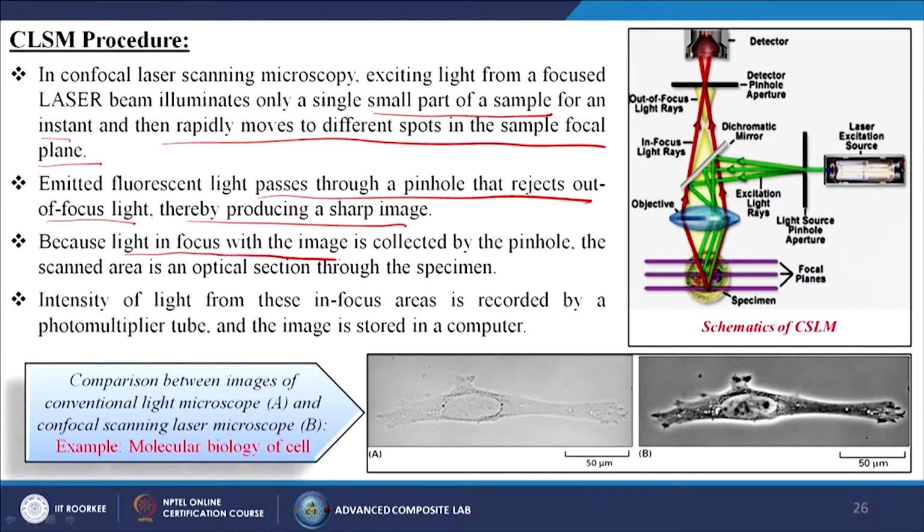Because light in focus with the image is collected by the pinhole, the scanned area is an optical section through the specimen. Intensity of light from these in focus areas is recorded by a photomultiplier tube and the image is stored in a computer itself. Here you can see two images, both at the same scale: the first is an image from a conventional light microscope and the second is from the confocal scanning laser microscope. You can see how the contrast of the image is totally changing and how we are getting a clear picture from the CLSM.